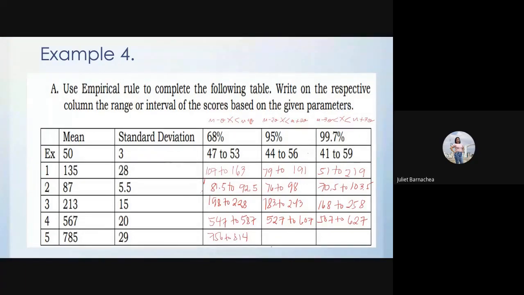814. While on the 95%, 785 minus 2 times 29 is 729. Oh, okay, mali pala ako ng computation. 785 minus 2 times 29 is 727 to 843. Tama. Then last, 99.7%, 785 minus 3 times 29, 698 to 872 is correct.